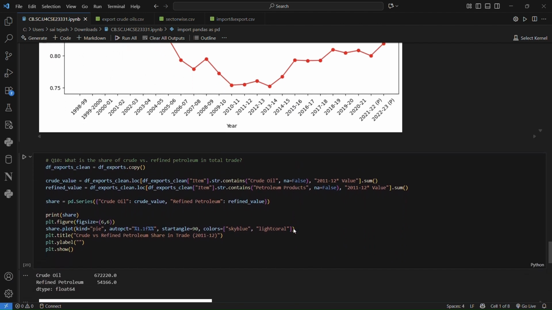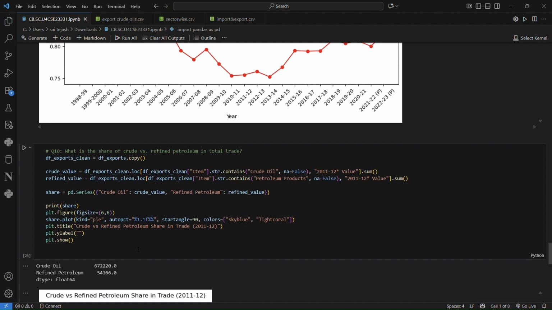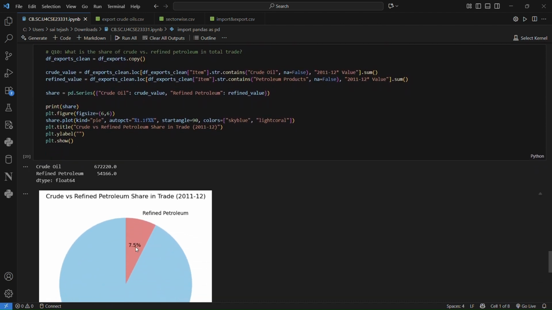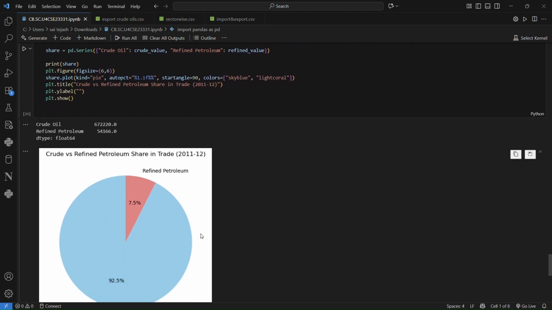And the next question is the 10th one. What is the share of crude versus refined petroleum in total trade? Here I filtered the data to separate crude oil from refined petroleum and calculated their total values for the year 2011 to 2012. This is the code for the pie chart, which I got as the output. Crude versus refined petroleum share in trade from 2011 to 2012.